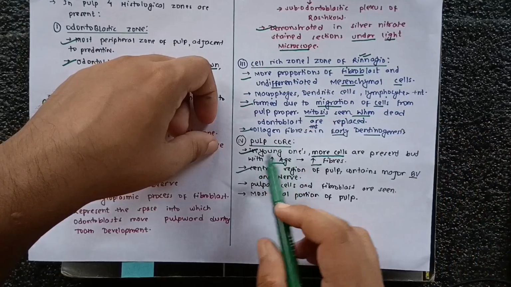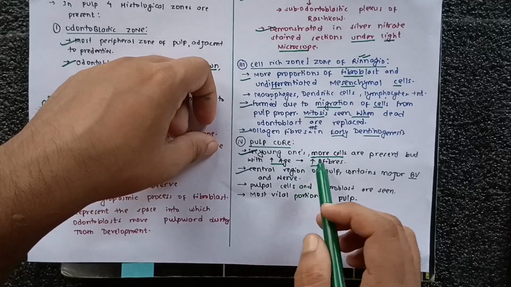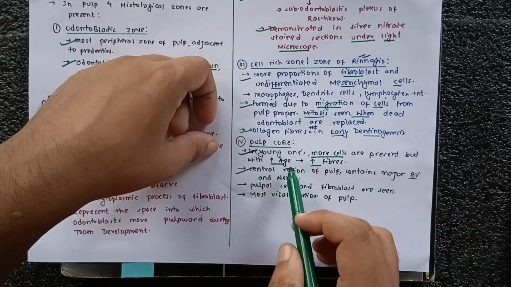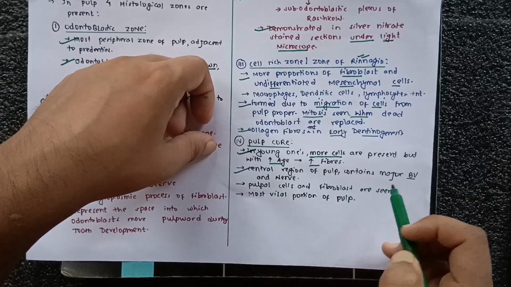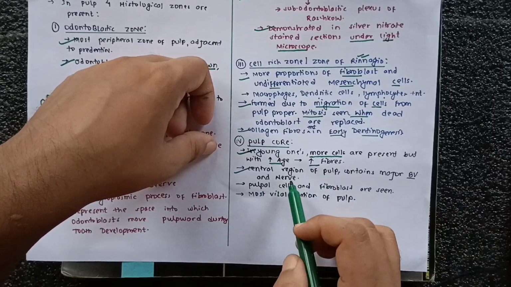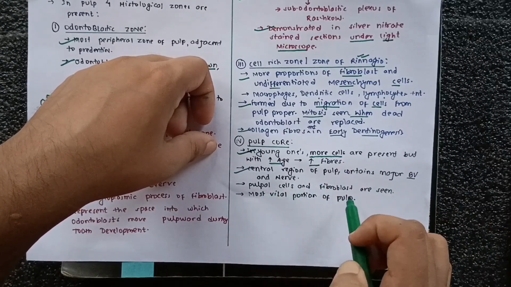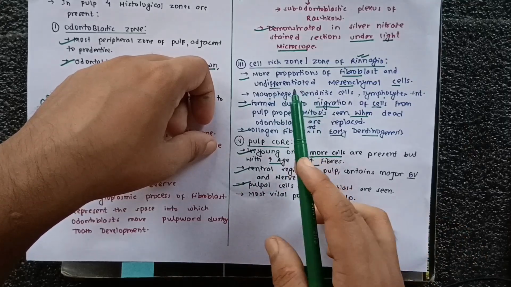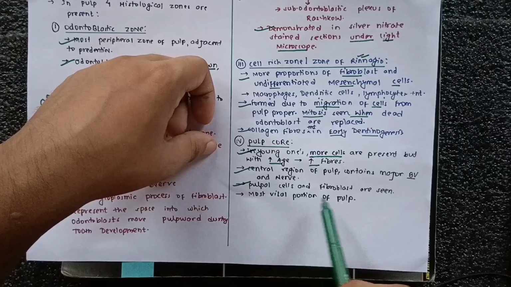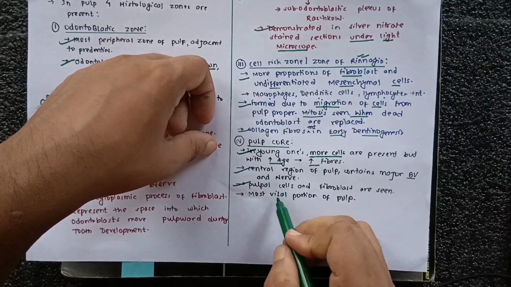And now in this pulp core, in the young ones, as I have written here, mold cells are present, but with increasing age there is an increase in the fibers, and the central region of the pulp contains major blood vessels and the nerves. And the pulpal cells and the fibroblasts are seen here. Okay, so pulpal cells, as it is also present in the cell-rich zone, it is also present in this pulp core and the most vital portion of this pulp.